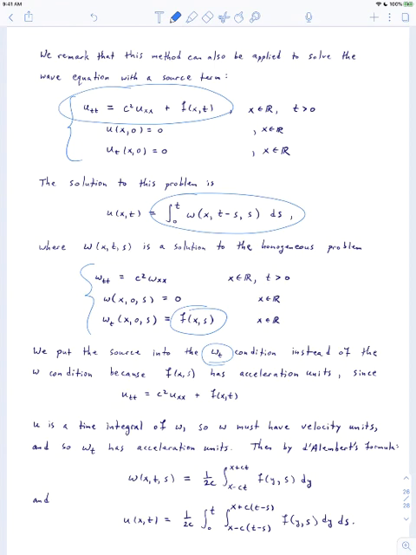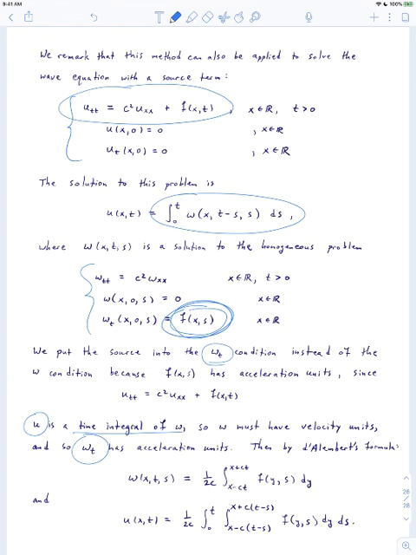Now, w is itself a velocity. So u is a time integral of w, as you can see here. U is a time integral of w. So w must have velocity units, and that means that the partial derivative of w with respect to t has acceleration units. So we need to put this f into the w_t initial condition, because that's an acceleration condition. So it's an initial acceleration, if you will.